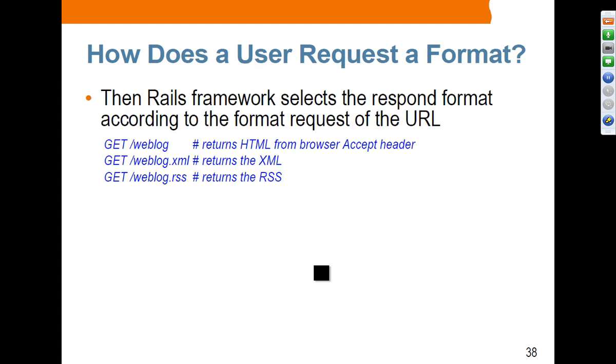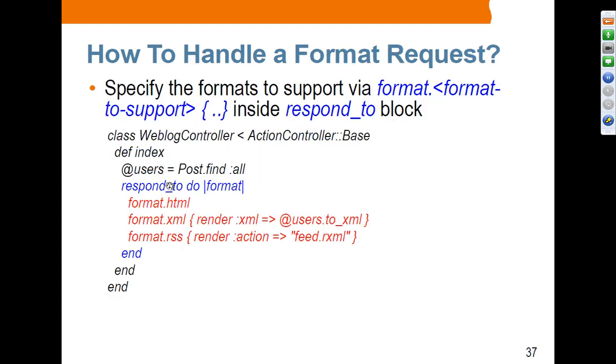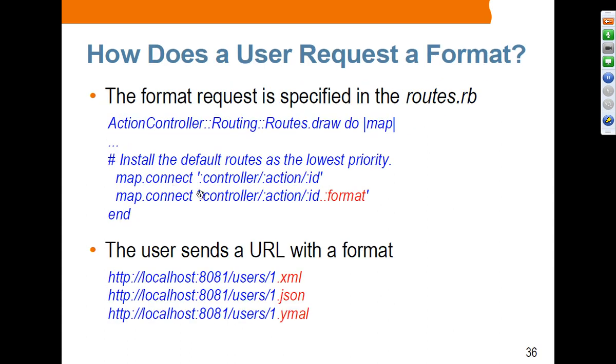Okay, so the Rails framework selects the respond format according to the format requested in the URL. So if the user says webblock, then HTML will be selected, and if the user says webblock.xml, then XML will be selected, and if the user says webblock.rss, then RSS will be selected. Again, this mapping has to be specified in the routes.rb file, as we talked about right here.